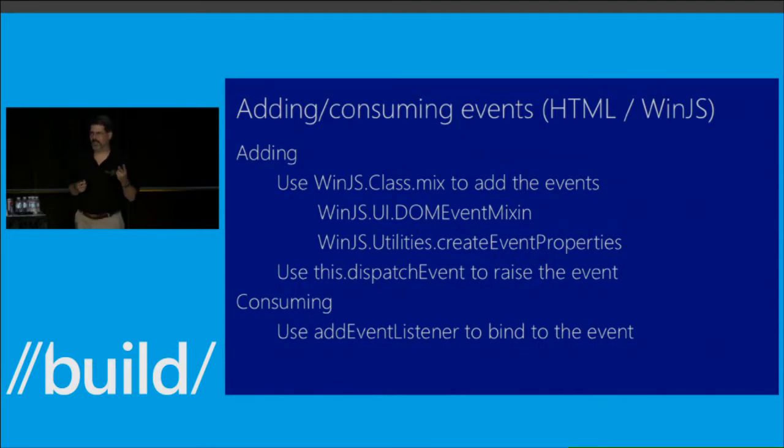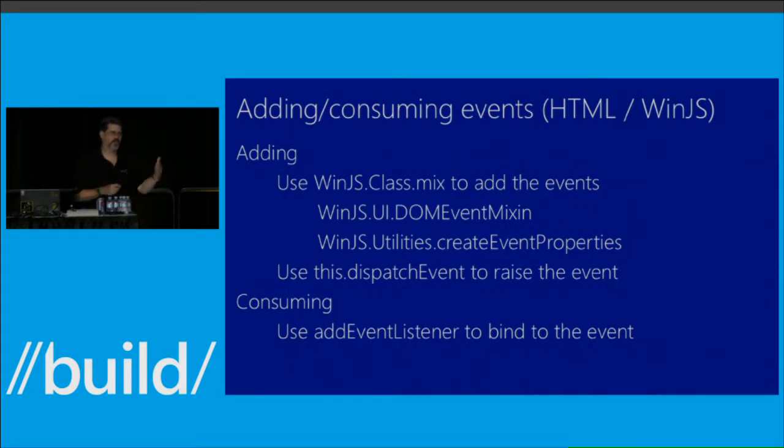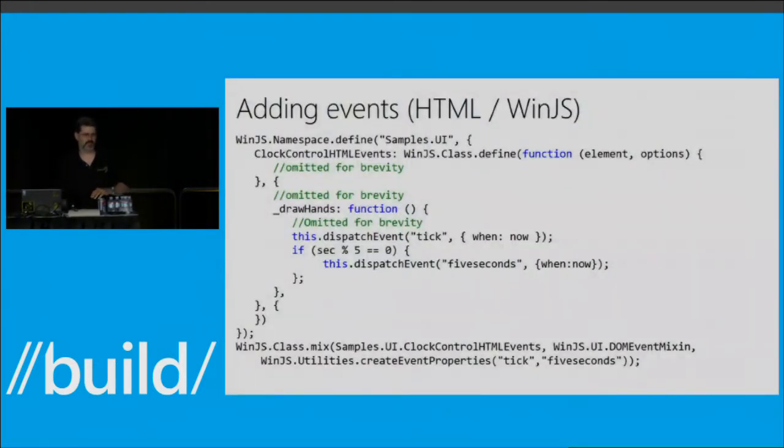The two that we want to add in is the DOM event mix-in. This allows our controller to respond to events happening on the DOM, the document object model. And then the next one is where we create event properties. And this is where we tell our control what events it will have. And then consuming it's super easy. You just call my control dot add event listener, and we've bound a function, whether it's anonymous or named, to that control.